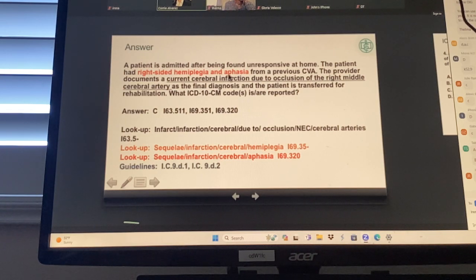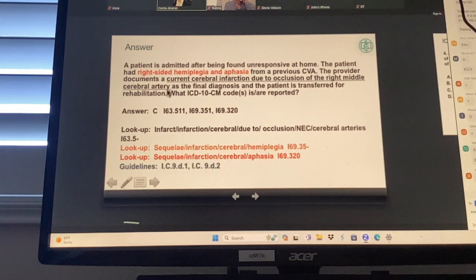so this is because he has this from a previous CVA. So he already had a cerebral vascular accident, which is a stroke. And so this is what he had before. But now he has a current cerebral infarction due to occlusion of the right middle cerebral artery. So he's having a stroke.